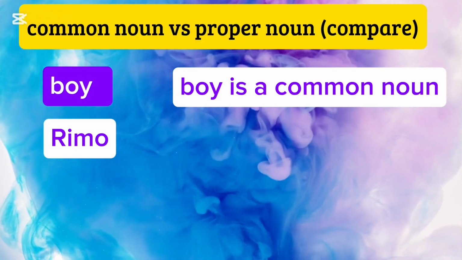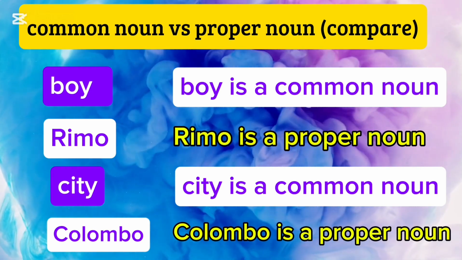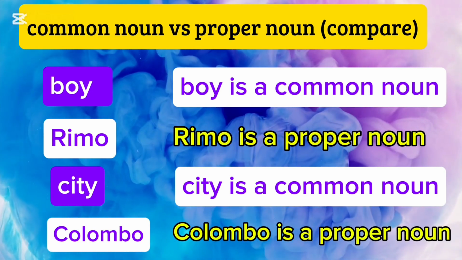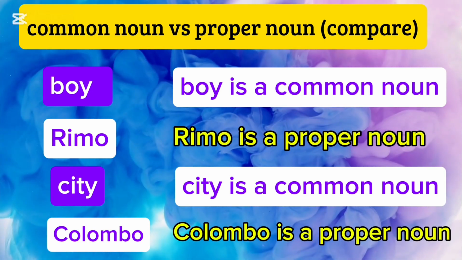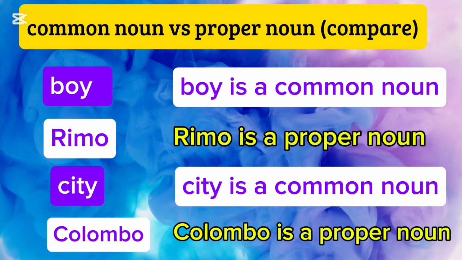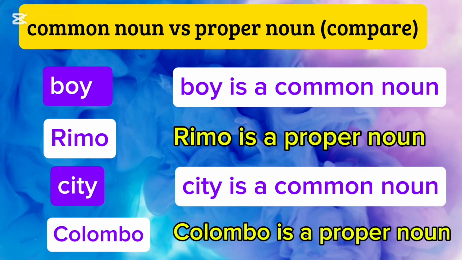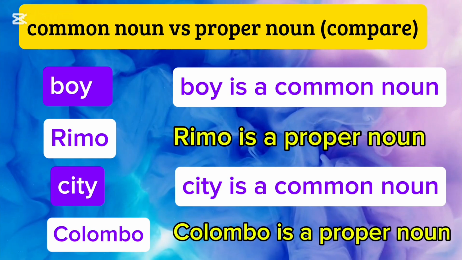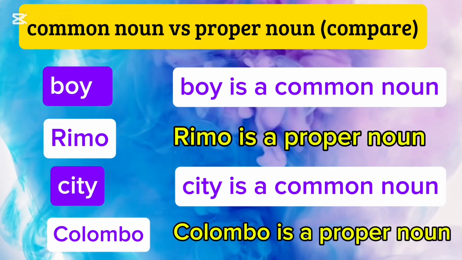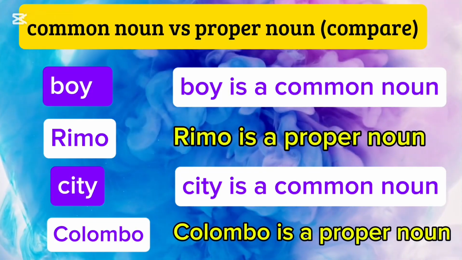Now look at the difference, common noun versus proper noun. Compare. Boy, boy is a common noun. Remo, Remo is a proper noun. City, city is a common noun. Colombo, Colombo is a proper noun.